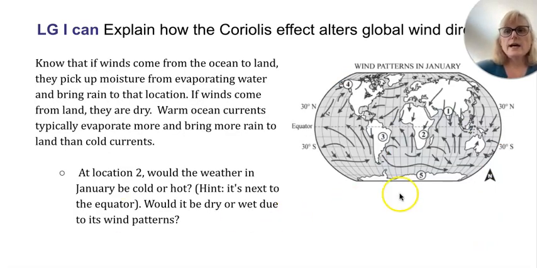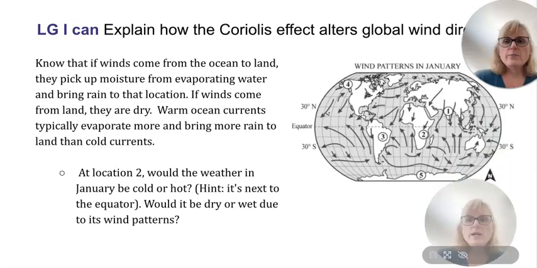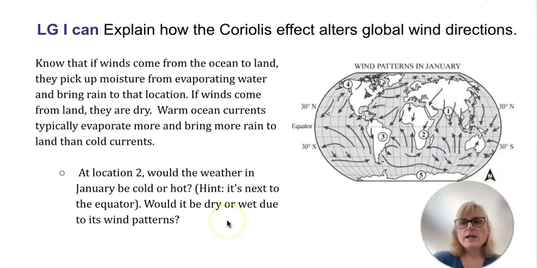All right, last slide. So we're going to talk about these wind patterns here, and know that if winds are coming from the ocean to land, they pick up moisture from evaporating water and bring rain to that location. If winds come from land, they're going to be drier. So warm ocean currents typically evaporate more and bring more rain to the land than cold currents.